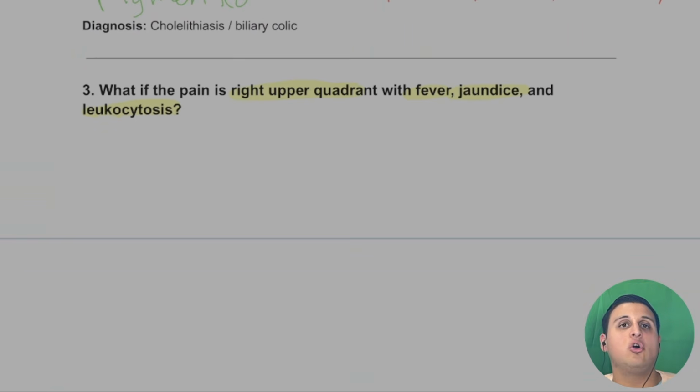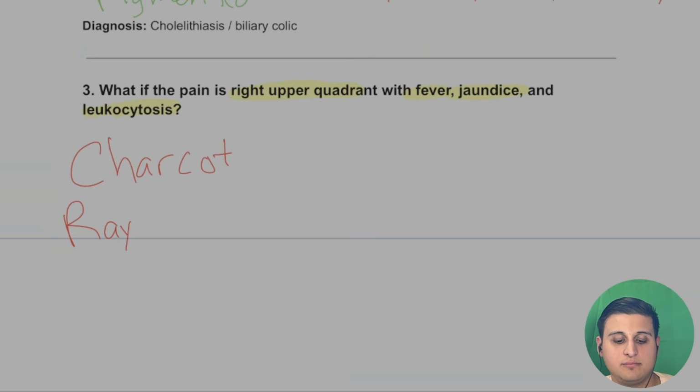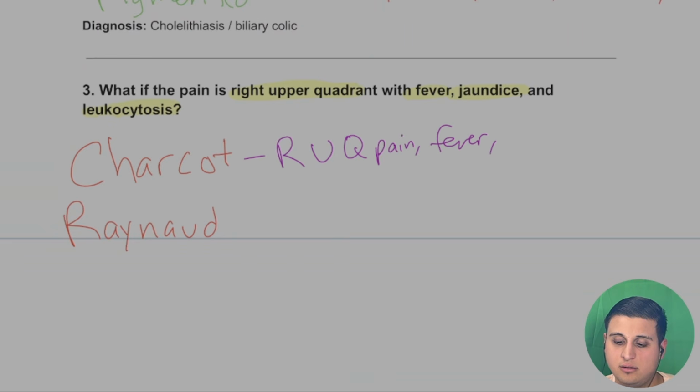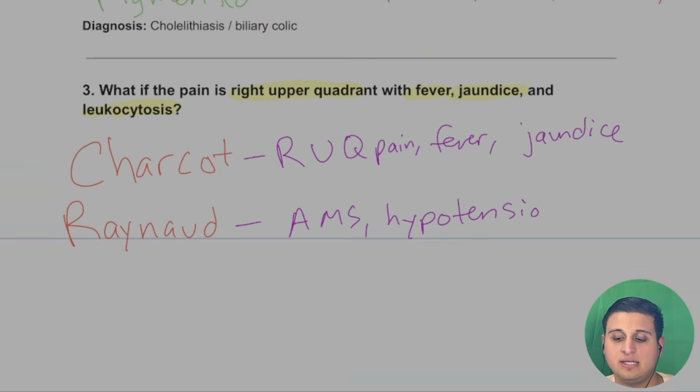Now we have something like cholangitis, right? Cholangitis, we're looking for Charcot's triad or Reynolds' pentad, right? When we're thinking of Charcot's triad, we're thinking of the right upper quadrant pain, fever, right? Jaundice. And then if we add in altered mental status, hypotension, then we're going to get Reynolds' pentad. And it's adding in all these other things as well, all right?